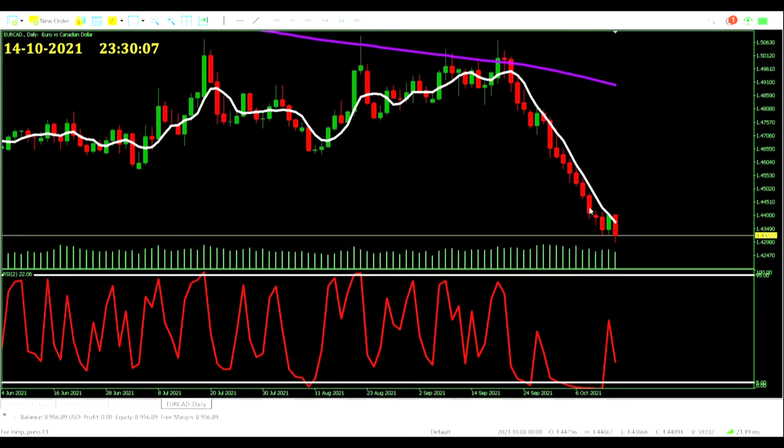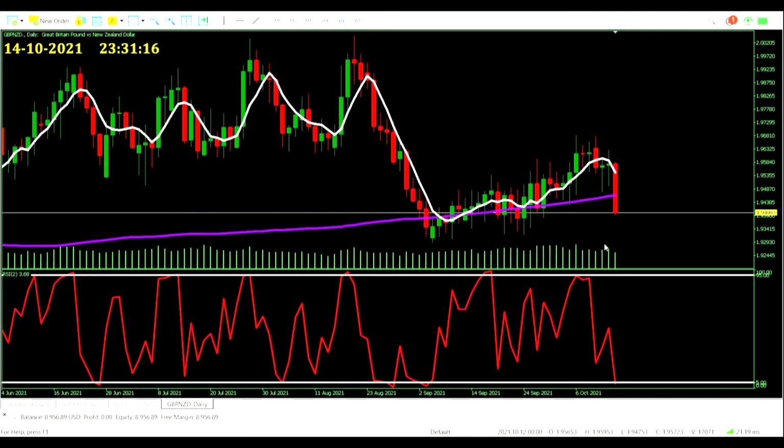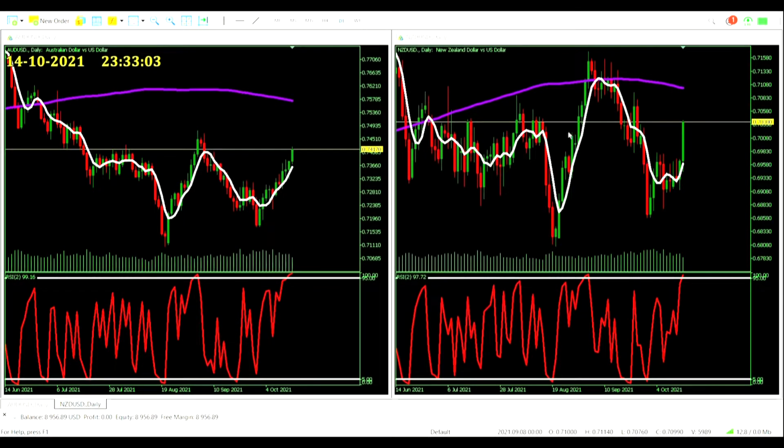Back to the norm here for the Euro Canadian dollar after a day's respite. New lows. Look at how much the New Zealand dollar gained against the yen today. Big move, the Japanese yen getting crushed. Pound New Zealand dollar almost came with a signal. RSI 3.68 in that oversold territory, but it has zipped all the way beneath the moving average on that move. No signal, no other trade entry options for us.